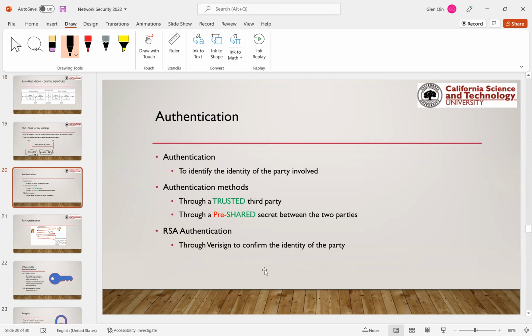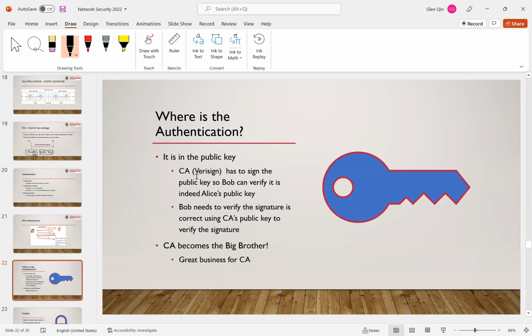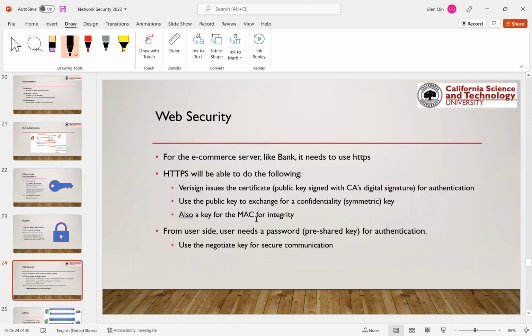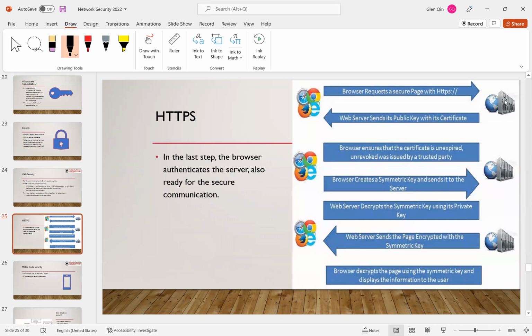Okay, now back to here. When this is a server like a bank, the bank will send the user its public key. So now the question is, how do I know this public key is indeed this bank website's public key? If you're a hacker, you can fake it, because the public key is known to everyone. You can take Chase Bank's public key and send it to the user, saying this is my public key. And how do I know this is your public key?